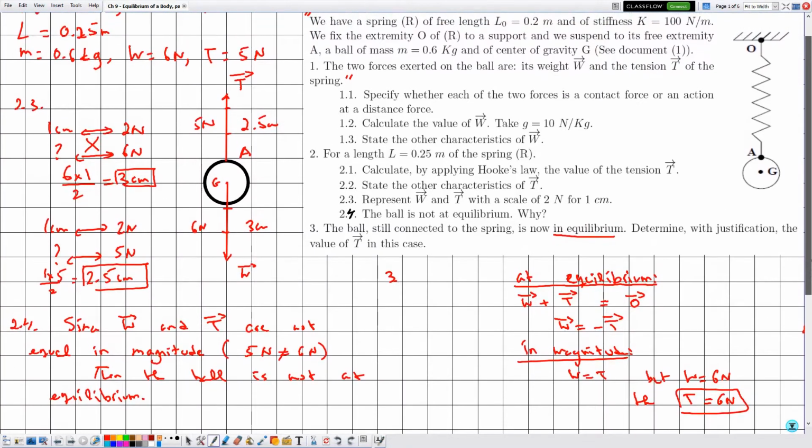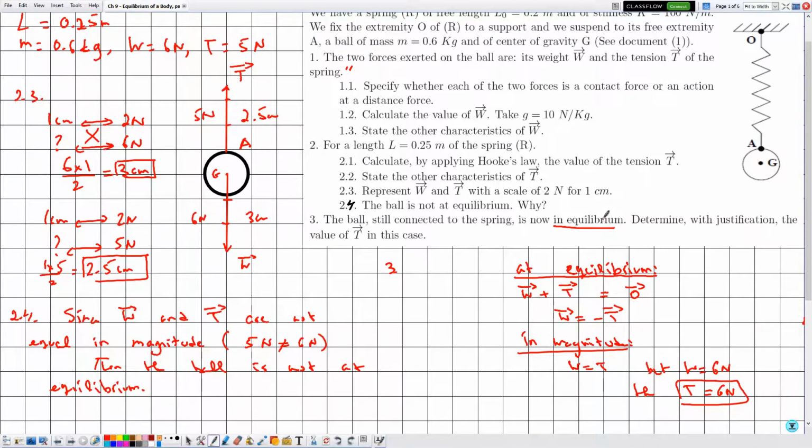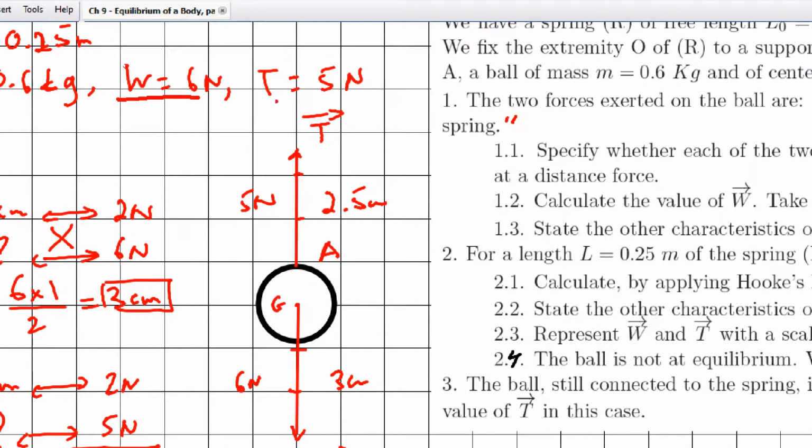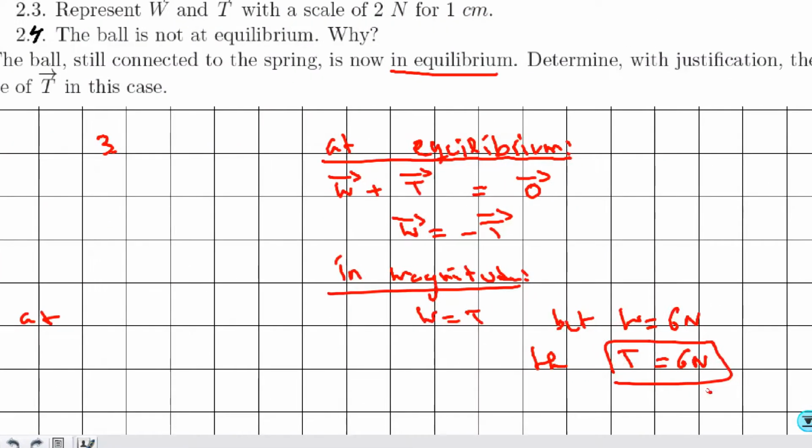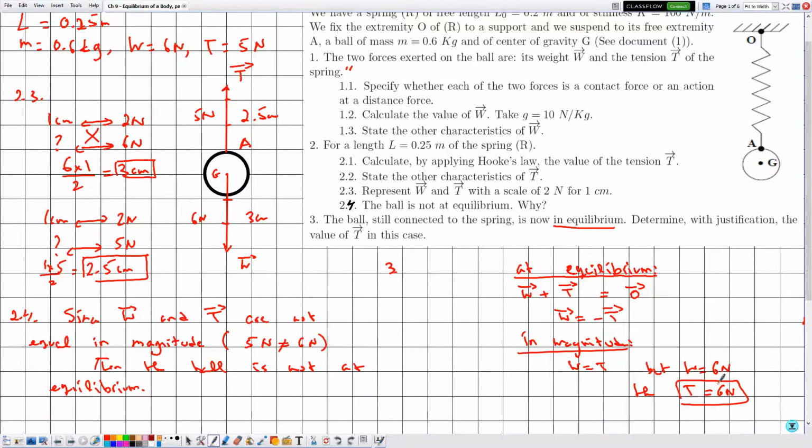Okay, so here the moment it is in equilibrium, one of the values of the forces will change, either the weight or the tension, but in this case, because we didn't change the mass and we didn't change the value of G, the weight remains the same. As for the tension, it will change and it will become equal to the weight. And now let's move to the next exercise.